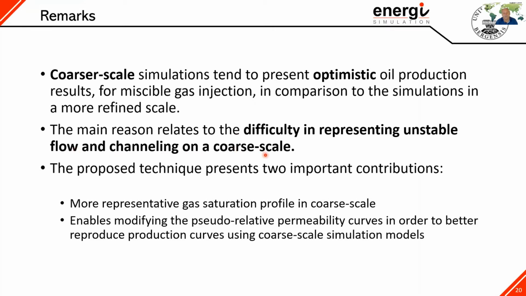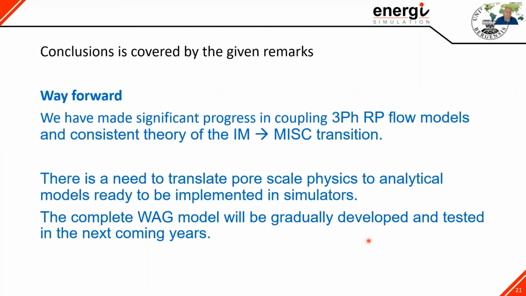So thereby, by changing the fluid properties and also the fluid model, and then also using a pseudo-relative permeability approach, we are able then to move close to the behavior of the fine grid model. So more representative gas saturation profiles in the coarse model. And we are able to modify the pseudo-relative permeability in order to better reproduce production curves using coarse scale simulation models. So by this, the conclusion is already covered by the remarks.